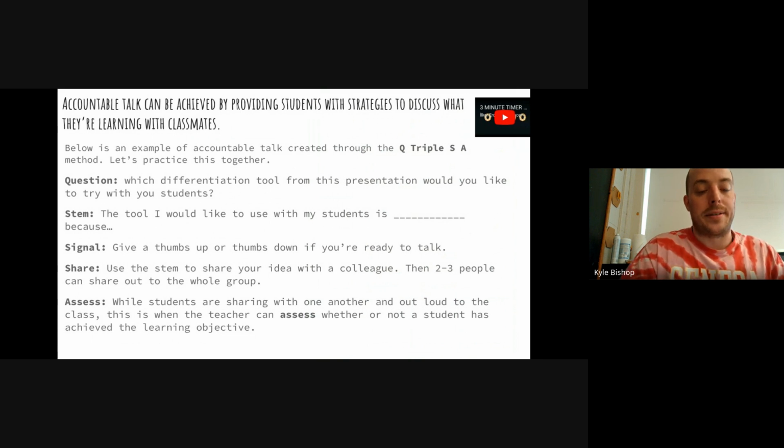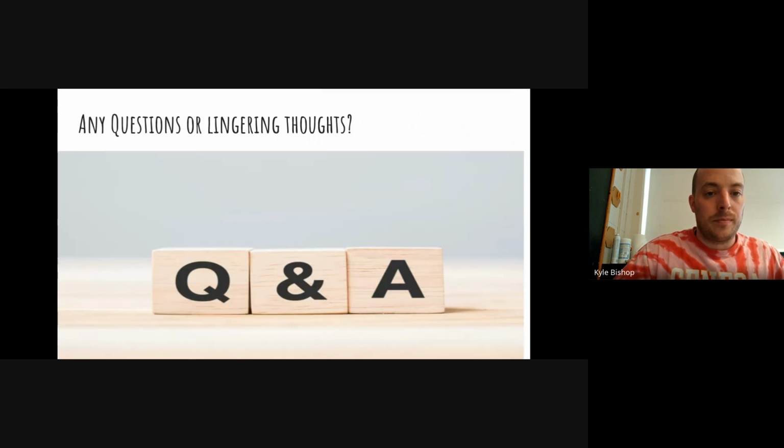And then, as a teacher or an instructor, while students are sharing with one another out loud to the class, this is when you can assess whether or not a student has achieved the learning objective. You can kind of walk around the room, rotate around to see who's having conversations about the content, and you can provide little stems along the way or probing questions to see if they are engaging with the learning objective. And of course, to finish off the PD, you want to make sure that any questions or lingering ideas are addressed before that closes out.